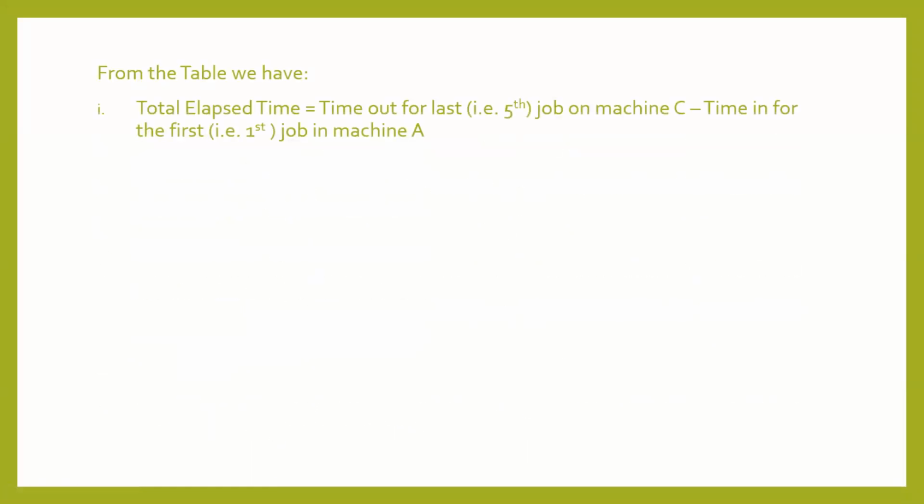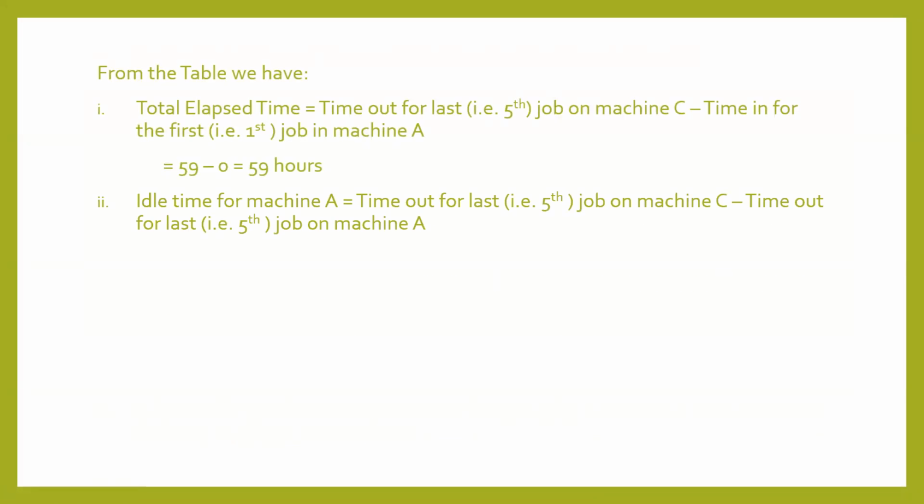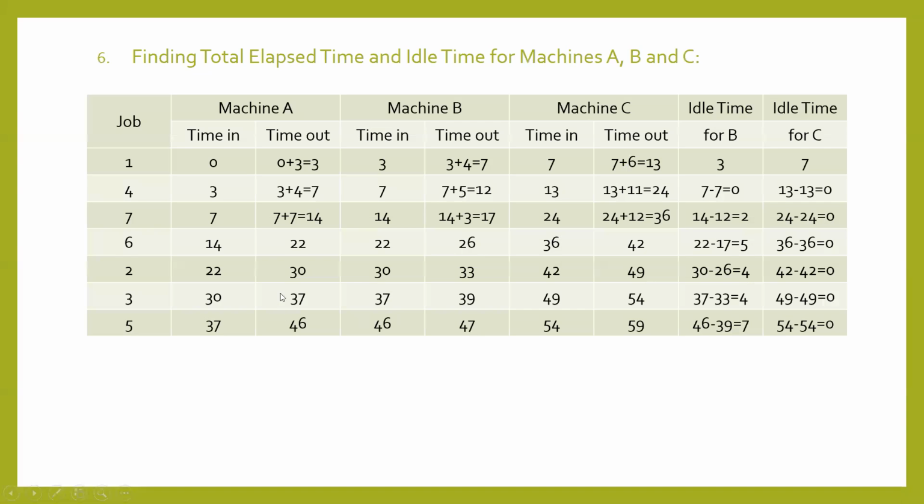So let us see that calculation. 59 minus 0 gives you 59 hours. That is the total elapsed time. Secondly, the idle time for machine A is equal to the time out of the last, that is the 5th job on machine C, minus the time out of the last, that is the 5th job on machine A. Let me show you here. As soon as machine A finishes the last job, that is after 46 hours, it is sitting idle.